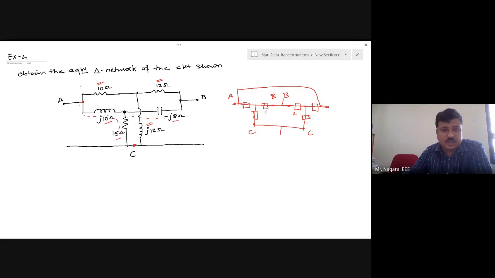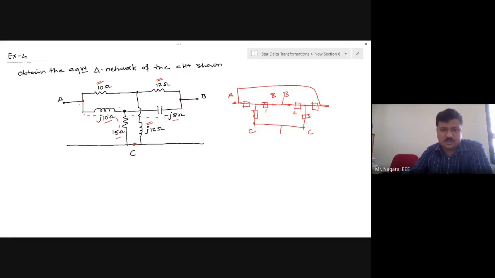Even if I want the star equivalent of the circuit given, I should first convert them into delta, then take the parallel combination of two deltas, then take the equivalent of delta into star. So when I have two parallelly connected star networks, the complexity increases in calculation. So we shall move ahead with the solution.